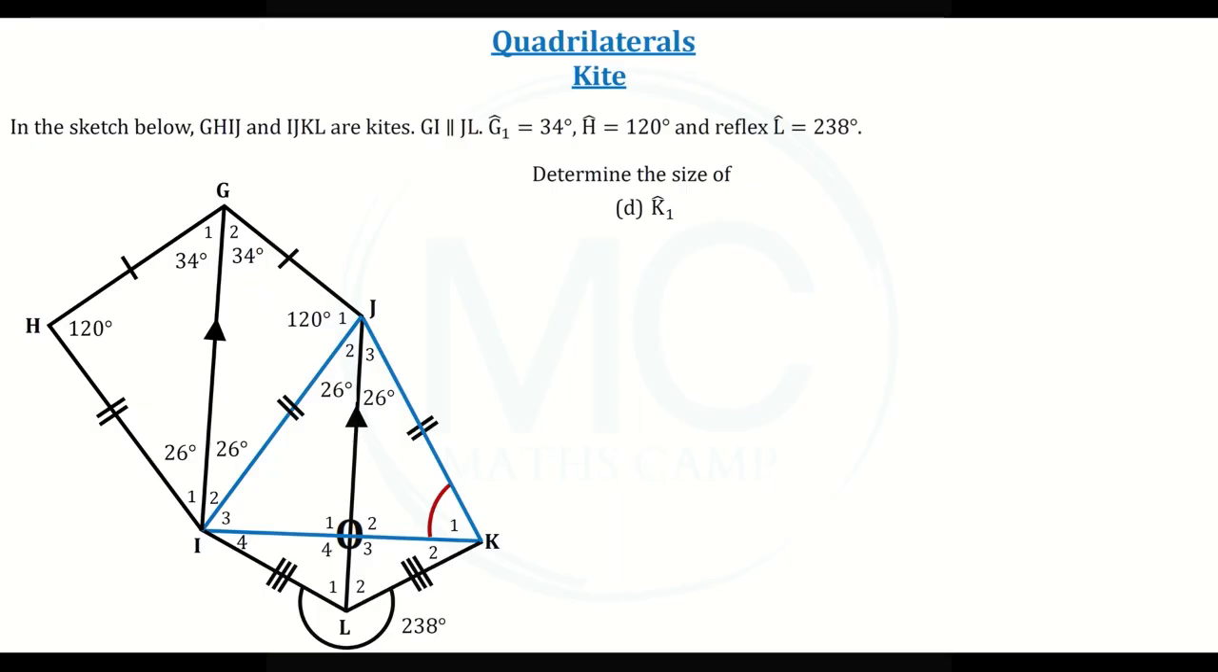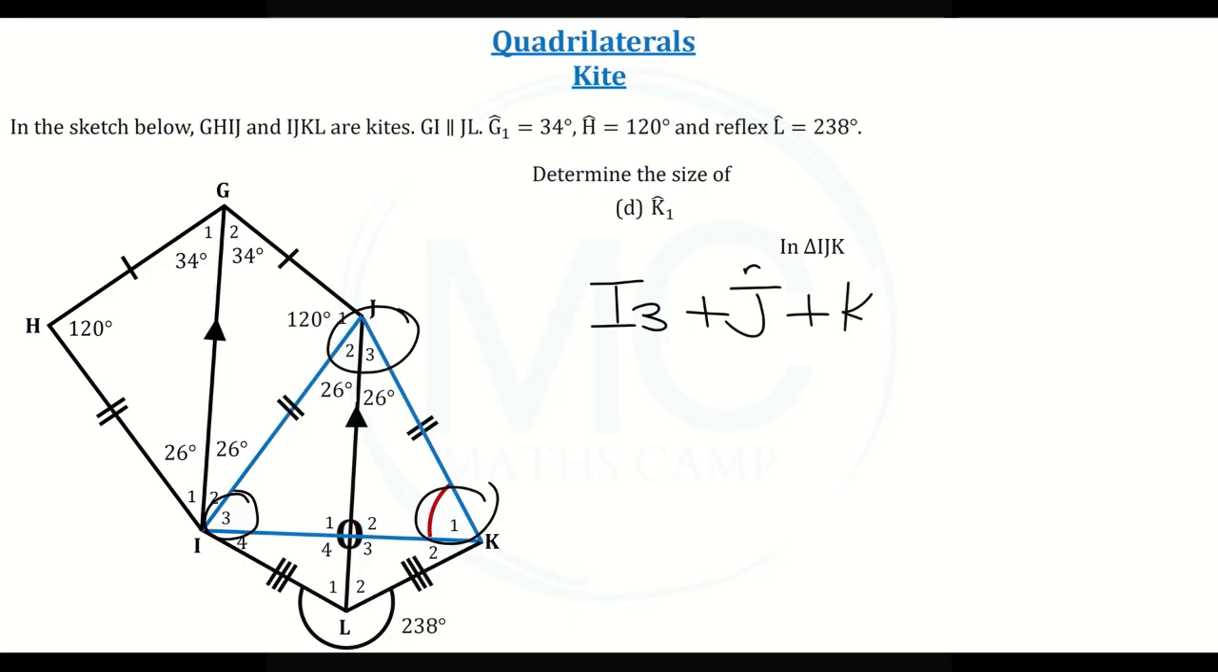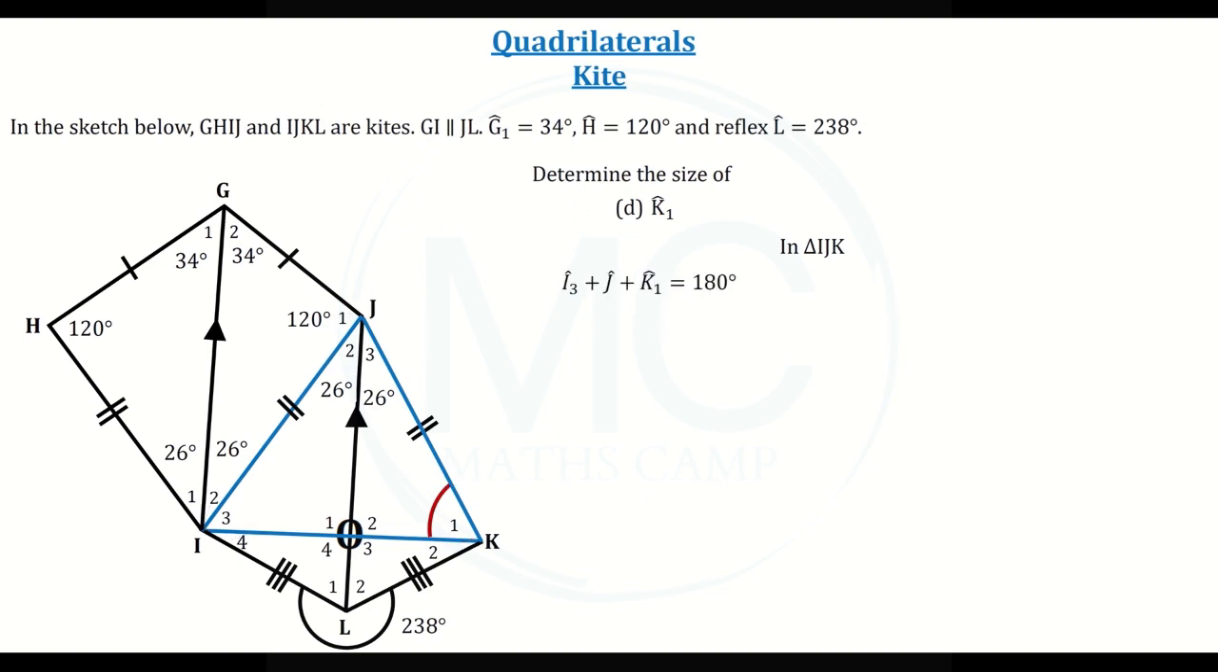So we can say in triangle IJK, angle I3 plus angle J plus angle K1 gives us a total of 180 degrees. And as our reason, we say because these are the interior angles of a triangle. We don't know the size of angle I3. So let's look at the whole of angle J.